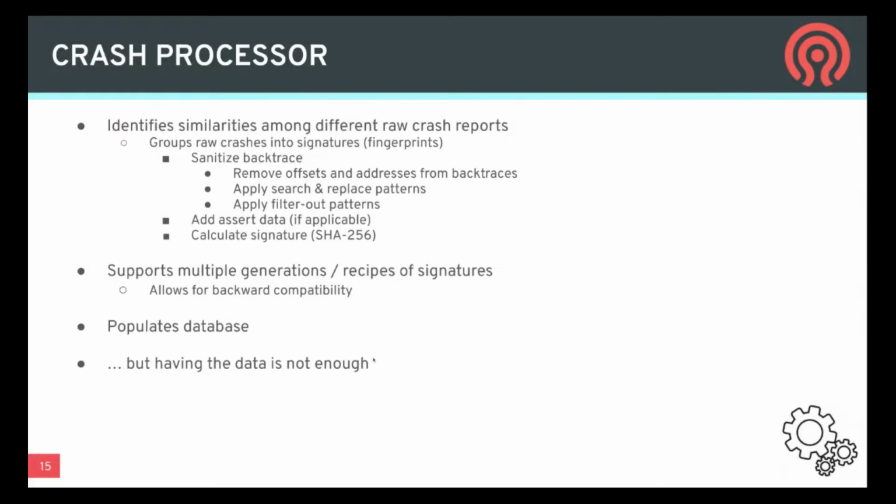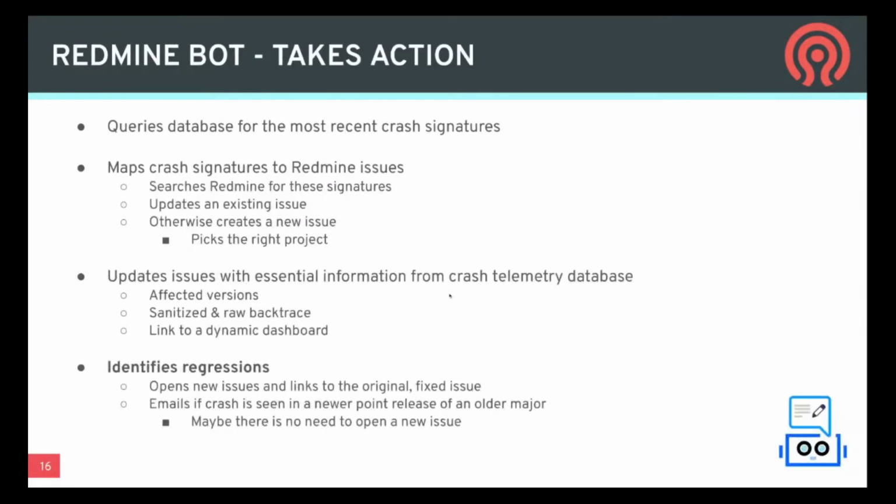But just having the data is not enough. We need to take action in order to do something with those crash reports. This is why we have the Redmine bot, which queries the database for the most recent crash signatures, and then it maps those crash signatures into Redmine issues by searching Redmine for these signatures. And if it finds an existing issue, it updates it. Otherwise, it creates a new issue, and it knows how to pick up the right project in Redmine for that.